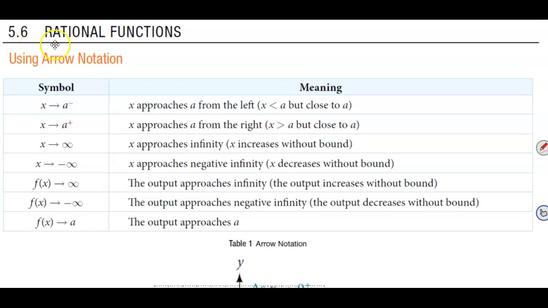In section 5.6, we'll be talking about rational functions. First thing we'll be able to do is use arrow notation. So we have to understand what the symbol means and what is the meaning of that symbol.